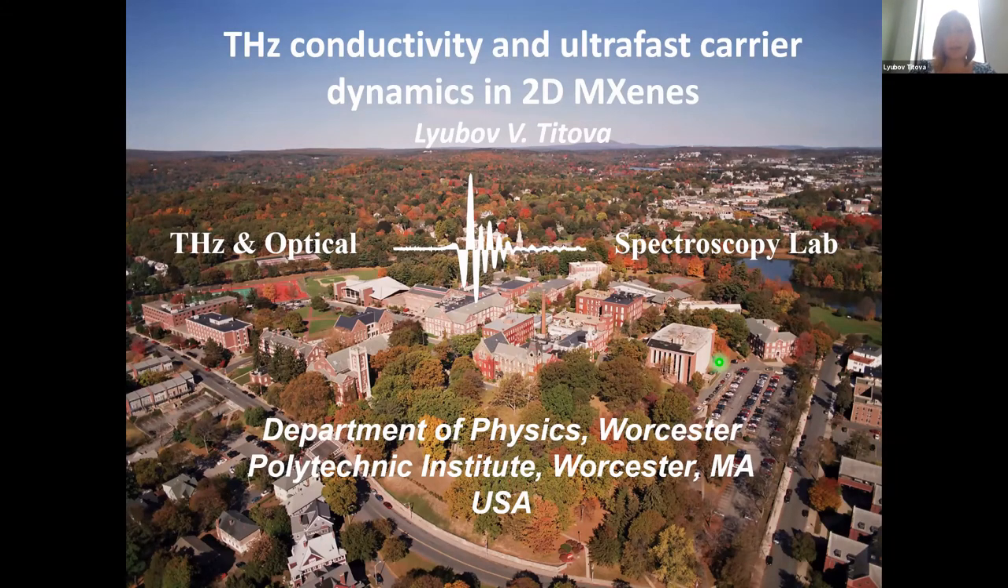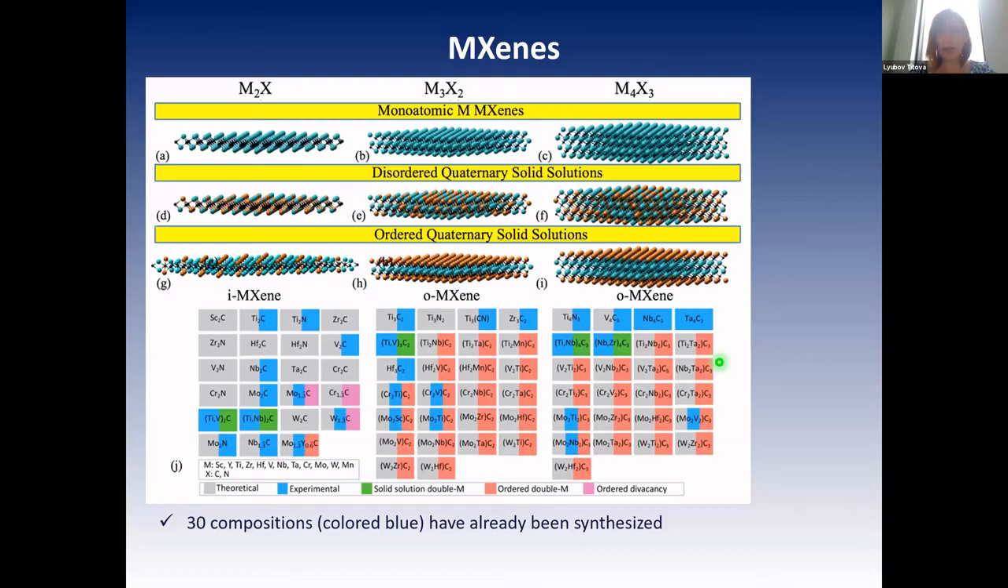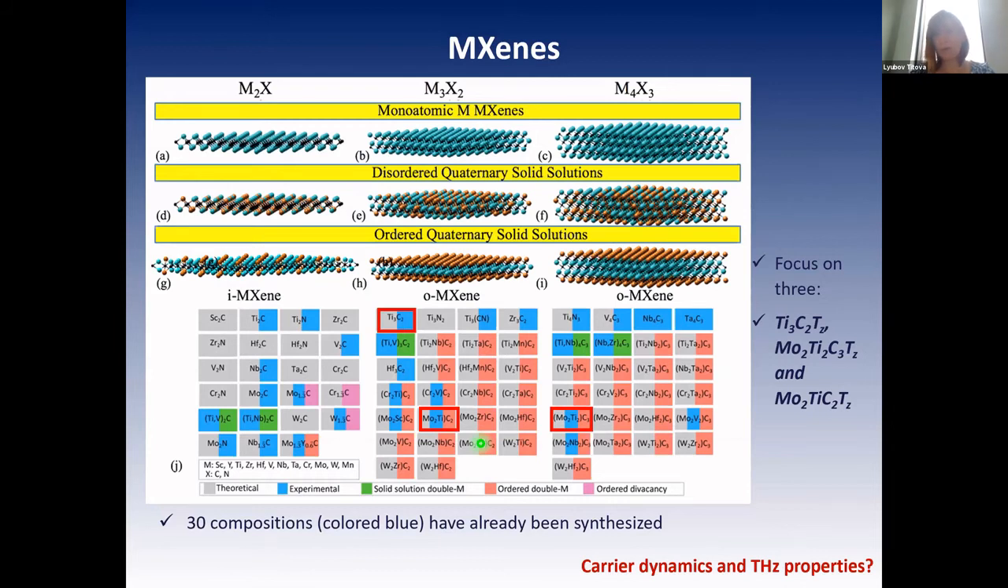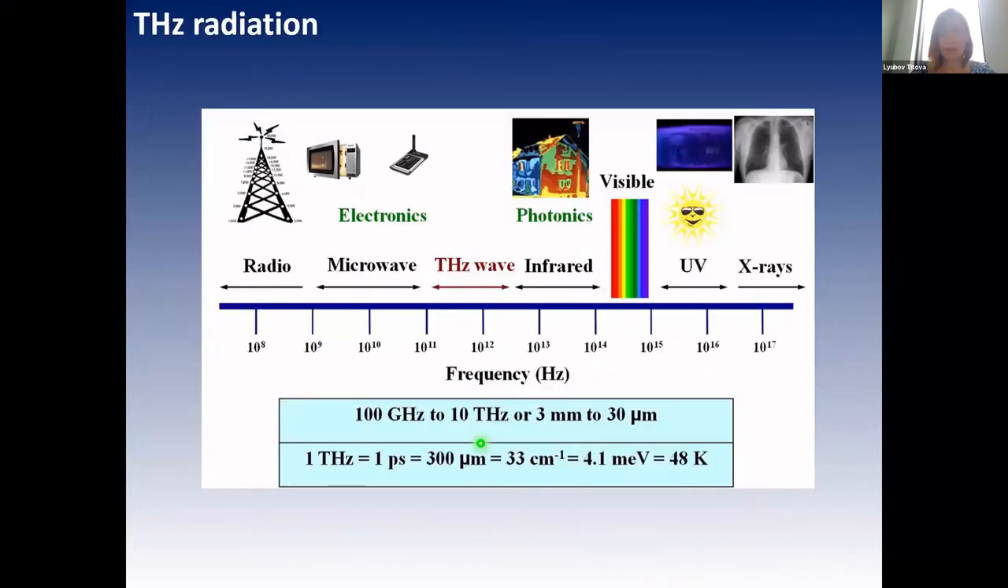Okay, so this is the slide that you've probably seen many times. As we know, since the discovery of MXenes 8 years ago, the family is continuing to grow. And this slide just gives you some of the possible chemistries. In my group, what we have done so far, we have focused on three of these structures. We have looked at titanium carbide and two of the molybdenum-based MXenes, and we have studied their properties in the terahertz range. Before I continue presenting those results, I'd like to begin with a very brief tutorial of what terahertz spectroscopy is and what information we can get from it.